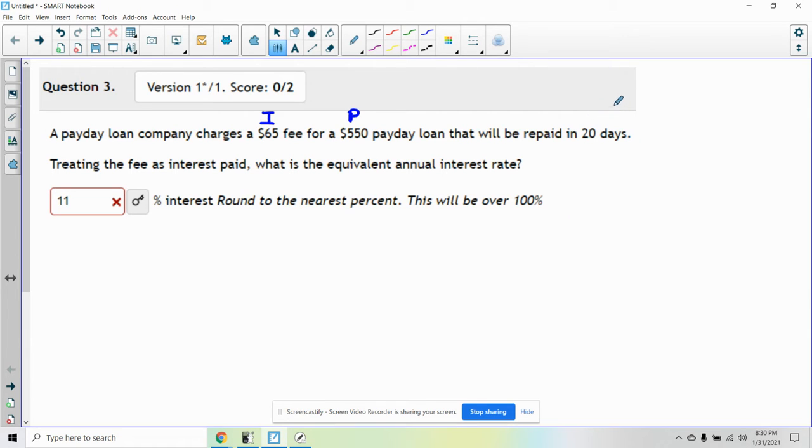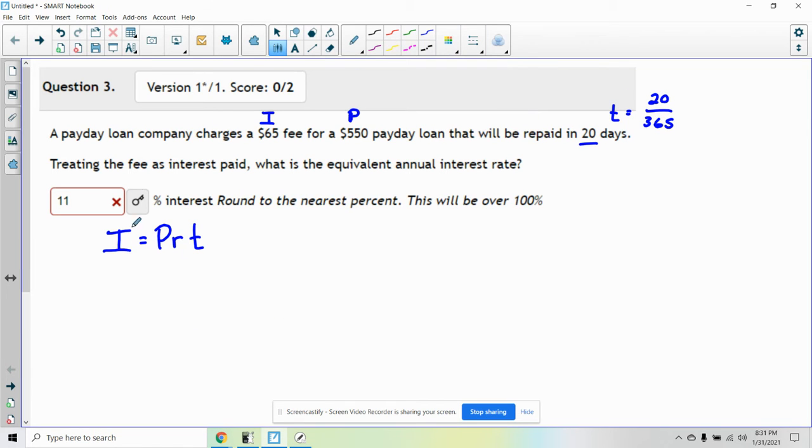So remember, we want T, time, to always be in terms of years. There's no mention of compounding here, so we're not going to use the compound interest formula. We're just going to use the simple interest formula, I equals P times R times T. So the important thing to remember is since we're looking for an annual interest rate, time should be in years. 20 days in terms of years is going to be 20 365ths of a year.